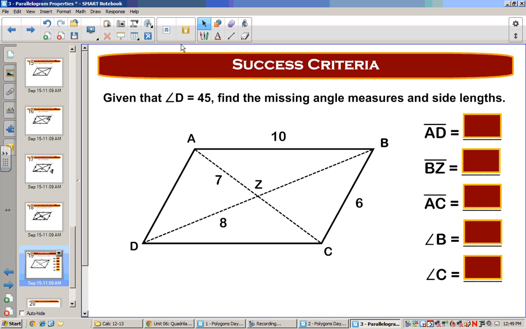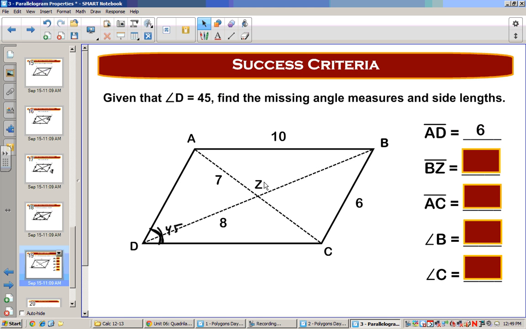Now finally, angle D, we're assuming it's this entire angle, is 45 degrees. Find all the missing pieces. Well, AD is this side over here. That's going to be congruent to BC, so that's going to be 6.